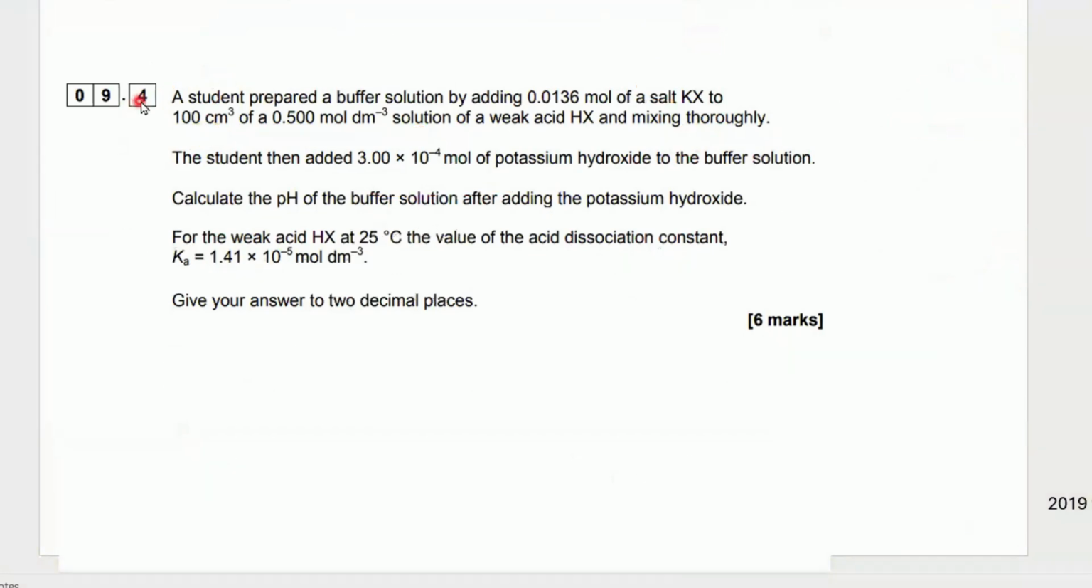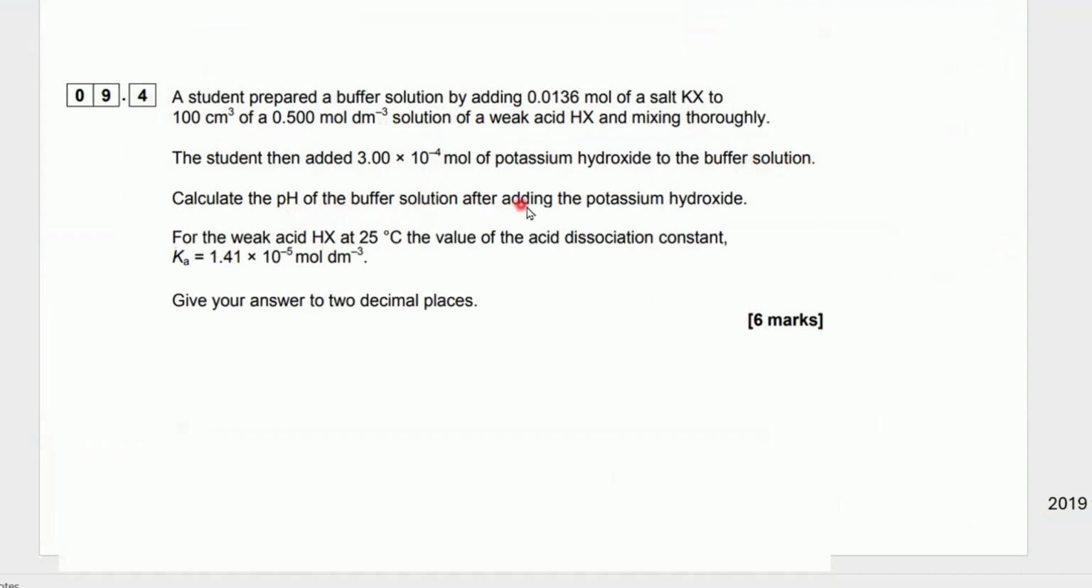Okay, we've got another buffer question here. It says, a student prepared a buffer solution by adding 0.0136 moles of salt, KX, to 100 centimeters cubed of 0.5 mole per decimeter cubed solution of weak acid, HX, and mixing thoroughly. The student then added 3 times 10 to the minus 4 moles of potassium hydroxide to the buffer solution.